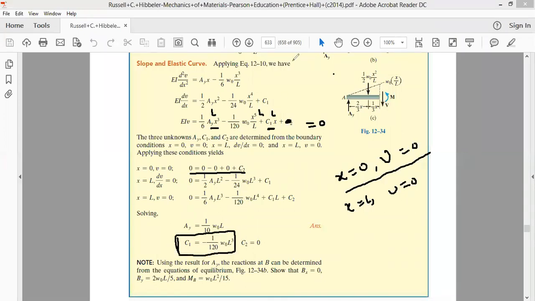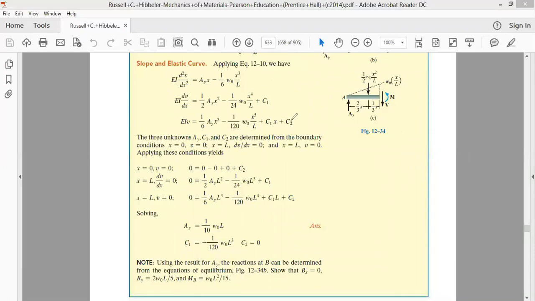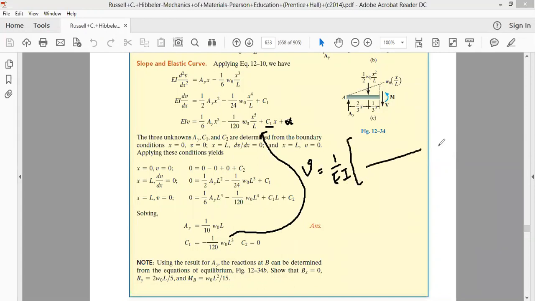Substitute the value of C2 is 0. We need not write C2 now. Substitute the value of C1 back in this equation. Okay. We will get deflection nu is equal to 1 by EI, and the expression, that is this expression will obtain here. So this is the deflection curve. Okay, so this is how we have obtained the deflection curve.